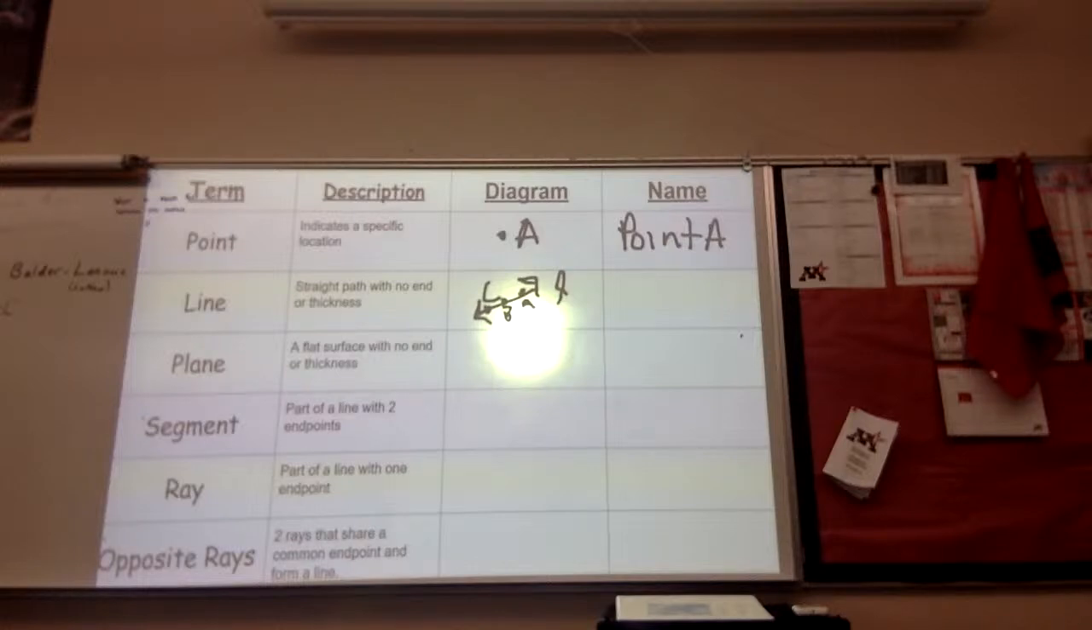One way you can name it is put the little line over the top and use 2 points. So you could do AB. You could do AC with a line over it. Or you can do BA. And then another way you can name it is line L. You can just say line L.